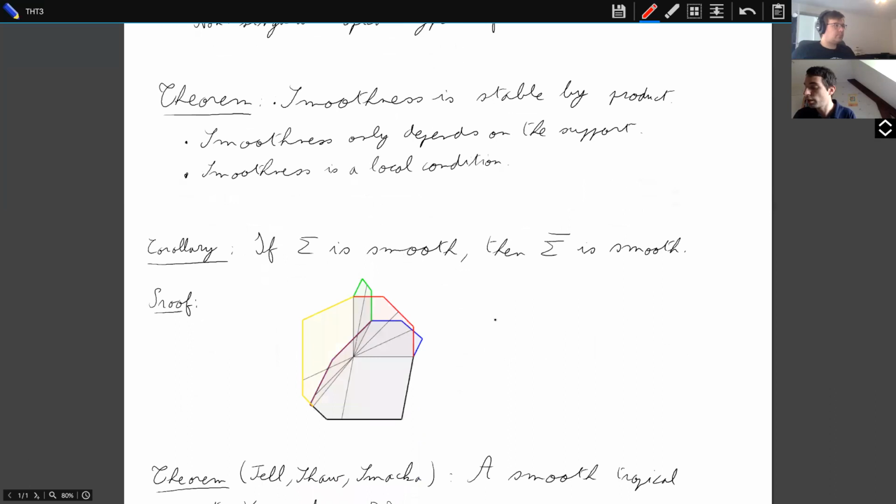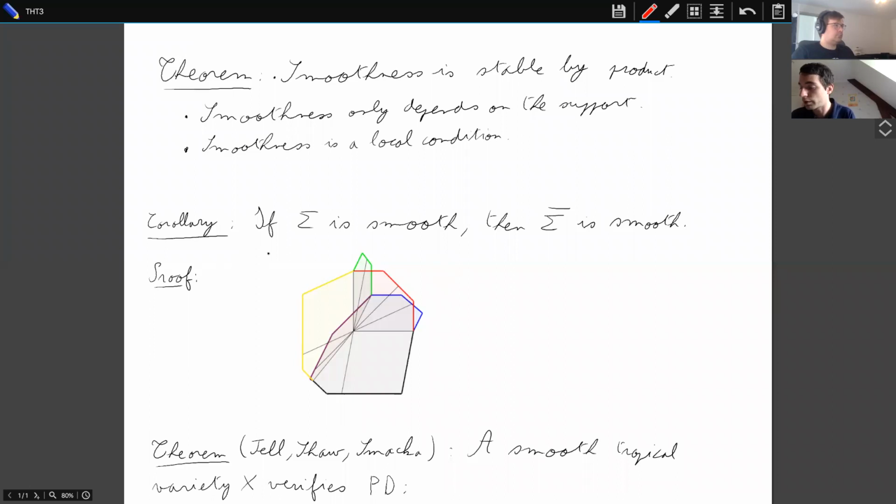And so I have stated just before, if sigma is smooth, then the compactification of sigma is smooth. Why? Because if sigma is smooth, then sigma verifies Poincaré duality. And so for instance, around this open set, we just have sigma, which is smooth. Around tau, you have sigma tau times R. But this is smooth and this is smooth, so the product is smooth. And around infinity tau, you have sigma tau times C, which is also smooth. So this is smooth, this is smooth, so the whole thing is smooth. So the compactification of a fan which is smooth is smooth.